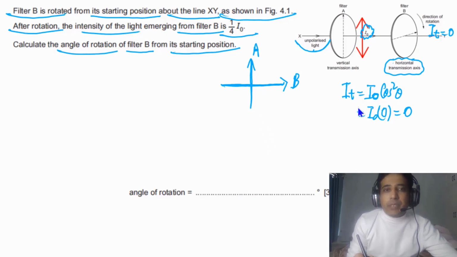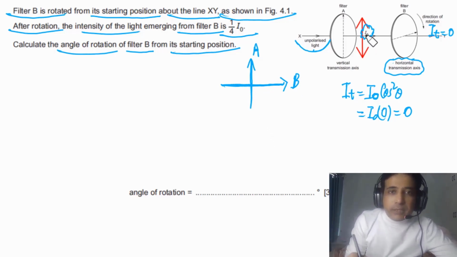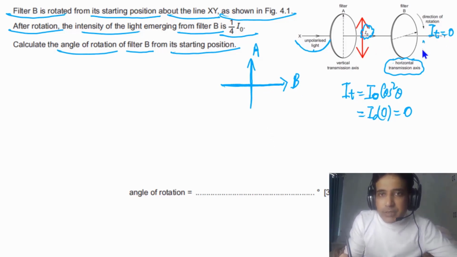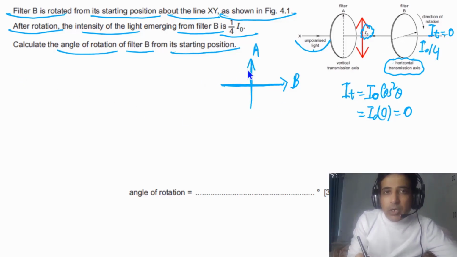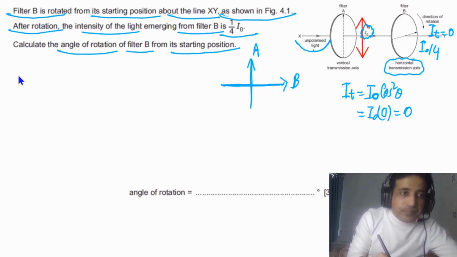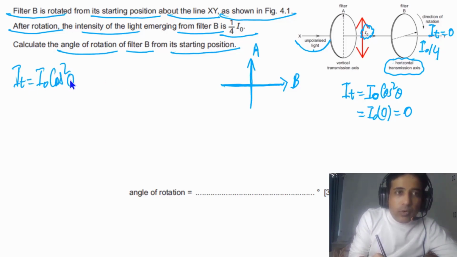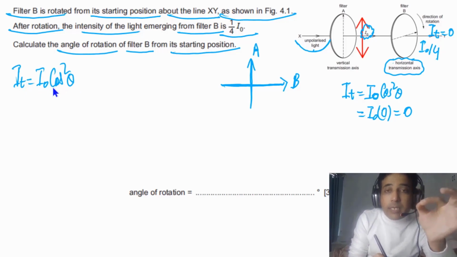In this case, the intensity of the light after passing filter B is given to us. That is equal to I naught by 4. So now we can simply use Malus' law and we can find out the angle between these transmission axes. So we can write down I T. This one has to be equal to I naught cosine square of theta. And theta is the angle between two transmission axes.